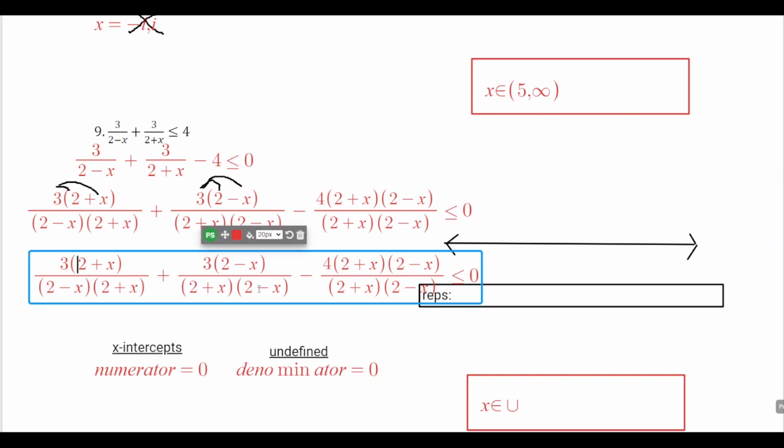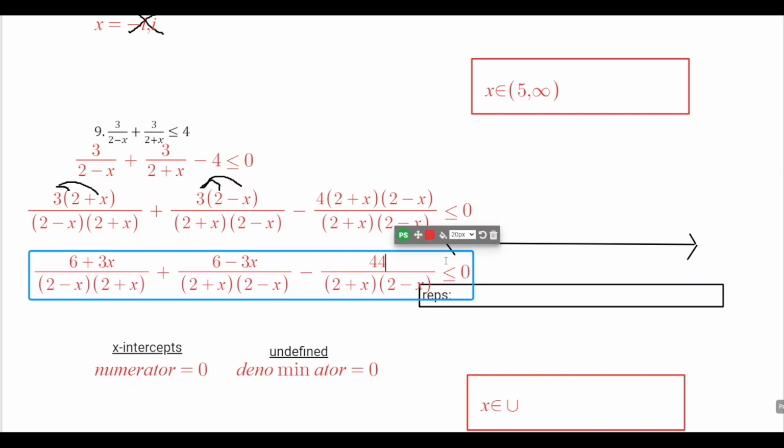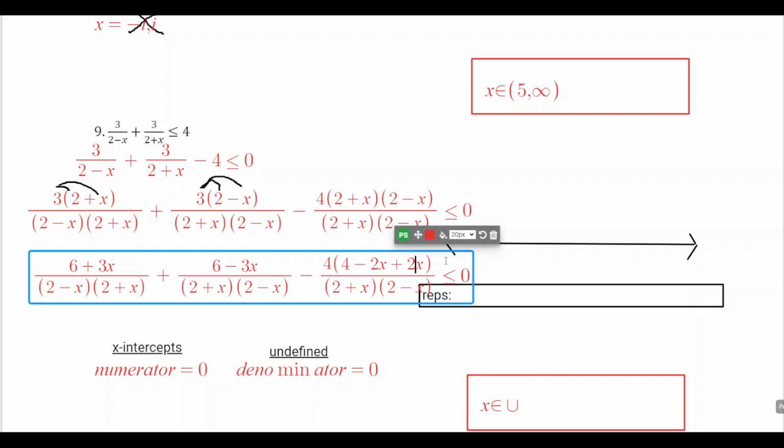So this will be like 6 plus 6x. I'm sorry, 6 plus 3x. This one will be 6 minus 3x. So actually, it looks like this is going to simplify pretty nicely here. I'm going to multiply these first. So that'll give me 4. Let's see, what would that be? Minus 2x plus 2x. And then minus x squared.